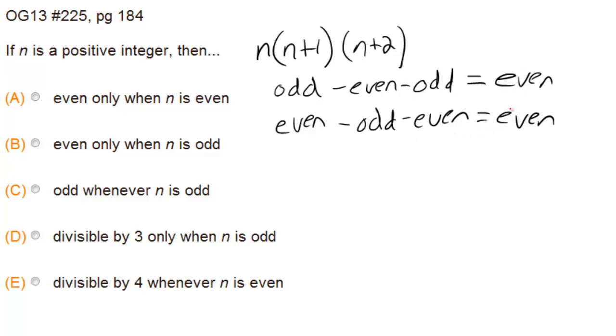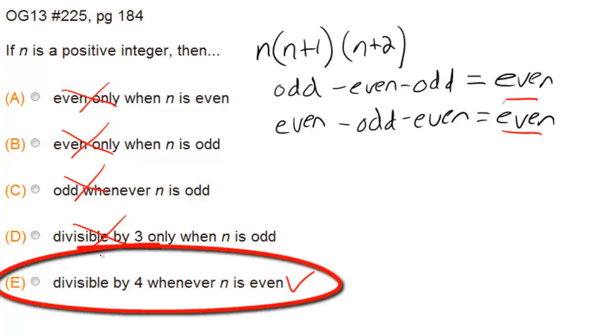Okay, so if it's always even, then that means "even only" is what we need. Odd, well, it's never odd. Divisible by 3, well, even numbers are not really divisible by 3, only sometimes they are, every other time. Divisible by 4, yes, when n is even. So in this case, we're not completely sure that everything is divisible by 4. We are completely sure that everything is divisible by 2. But at this point, we know enough to eliminate A, B, C, and D, so we just choose answer choice E as the final answer.